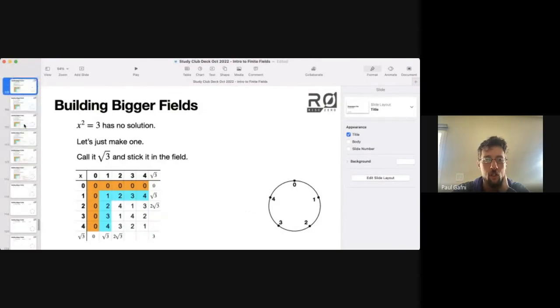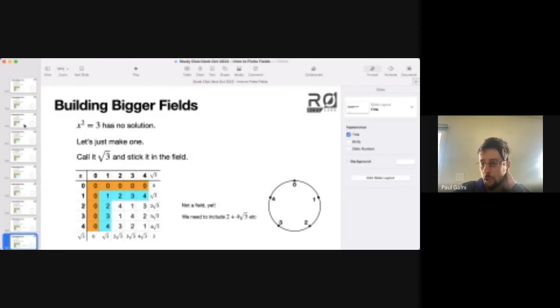I was just trying to motivate from a discovery perspective. I want to add the square root of 3 to my field, so I could start like this. But this is not a field. You're absolutely right. I would need to include all of these other elements of this form. So if I were to build out the full table, I would end up with a 25 by 25 multiplication table. This was just a naive first attempt, and I omitted the full details of the 25 by 25 table.